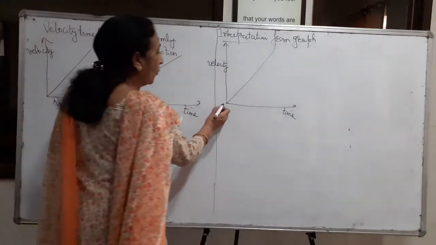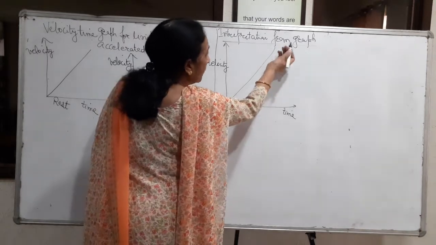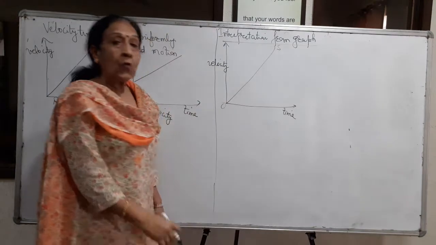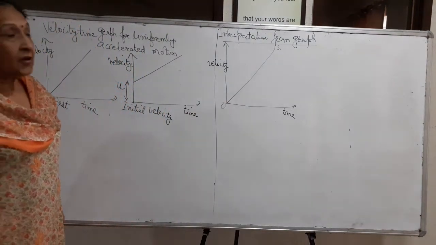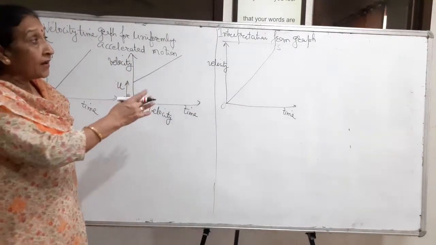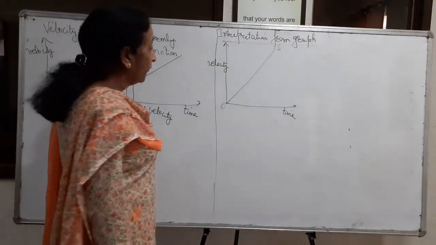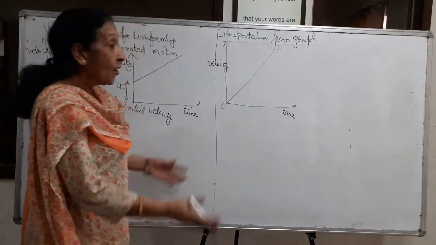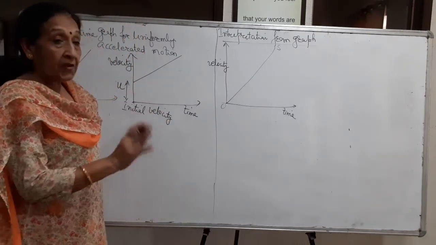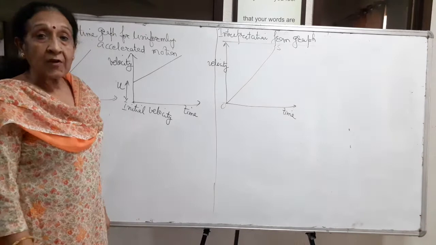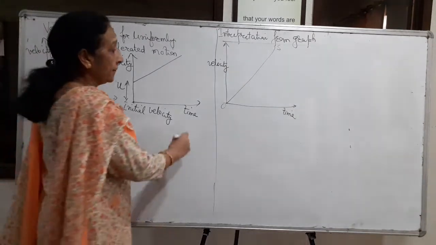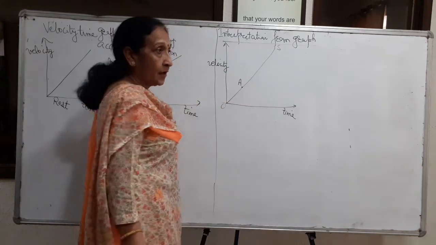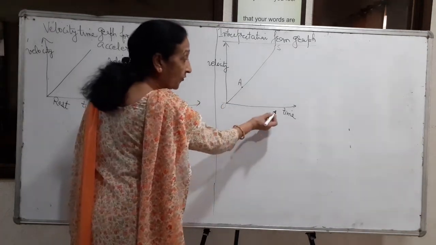So now from O to any point, let us say I am taking this point as S, so OS is the velocity time graph. When the acceleration of the body is constant, it means that velocity is directly proportional to time. And when two coordinates are directly proportional to each other, the graph is always a straight line. Now we consider this point A.